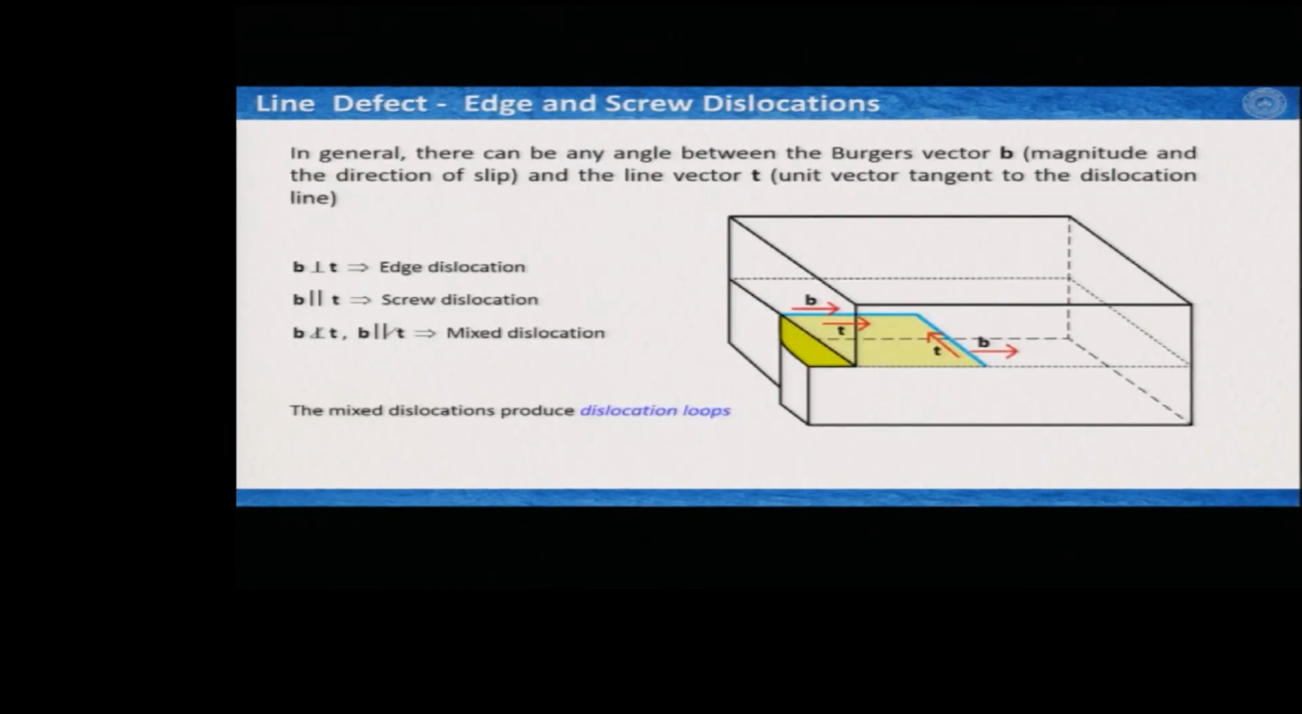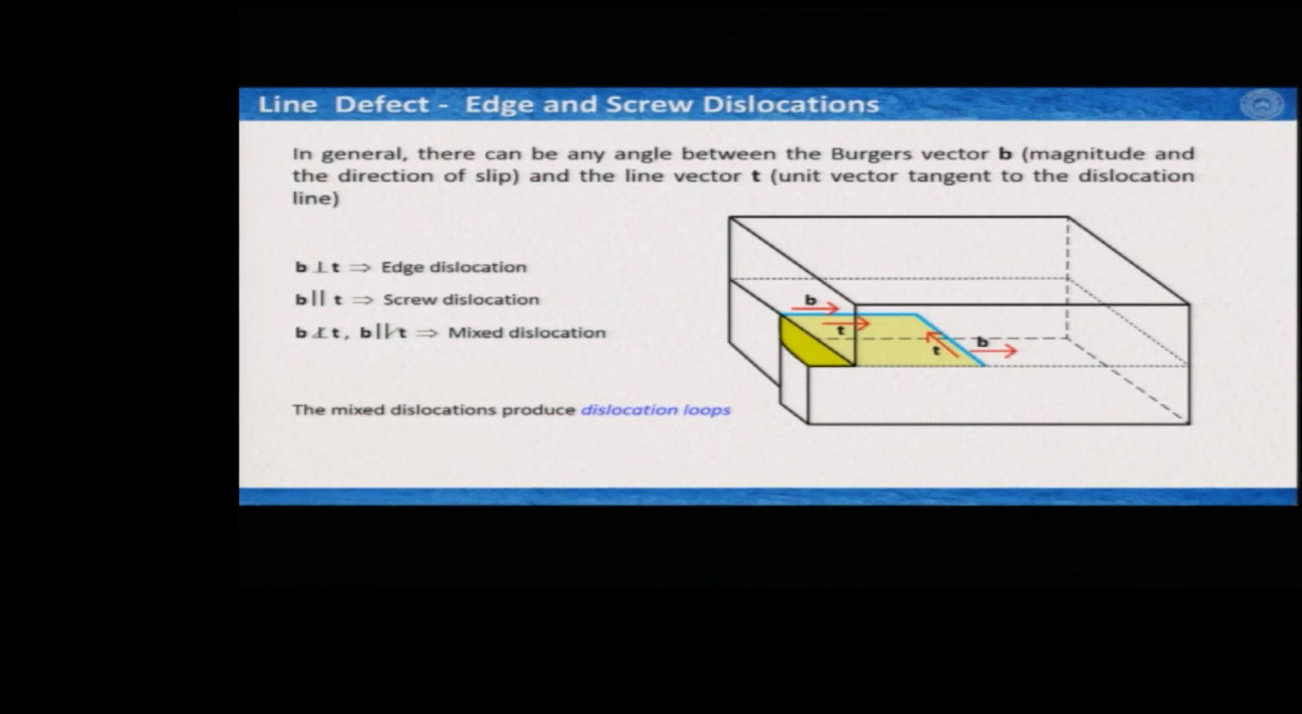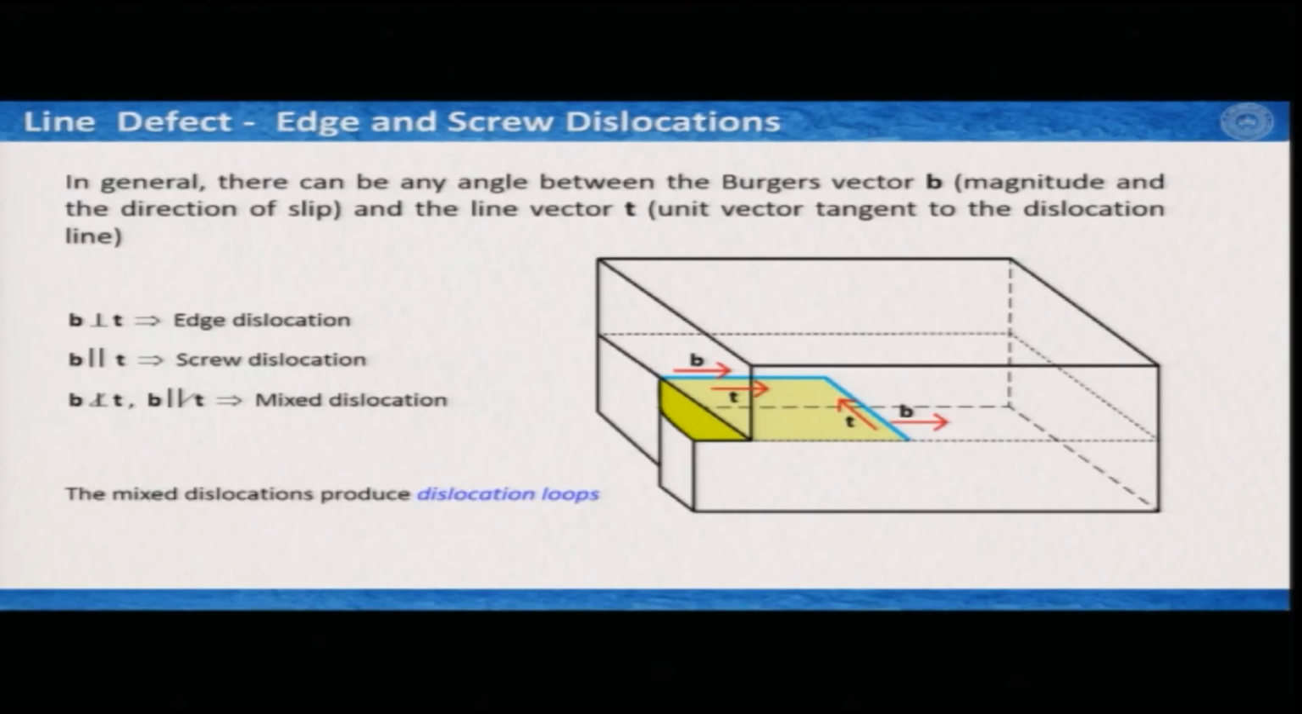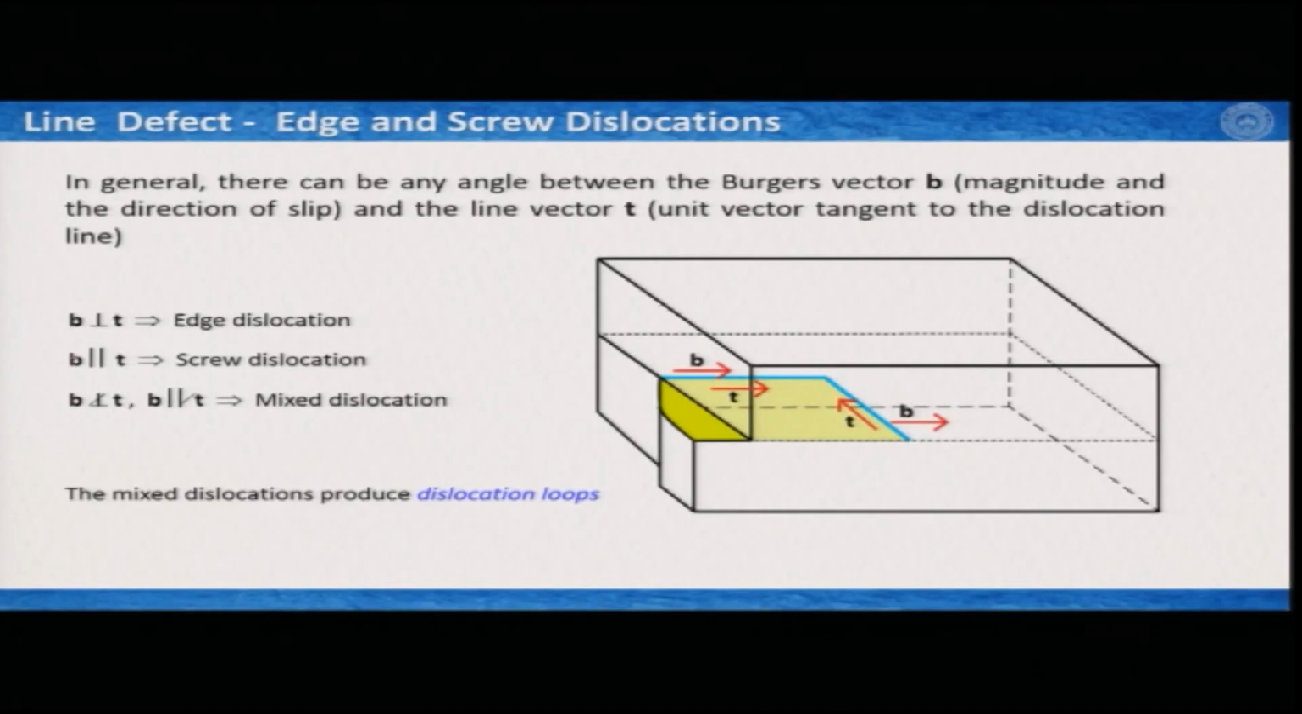Here is an example of what we see: B and T, their vector directions, could have any angle, right. Between the Burger's vector, which is the magnitude and the direction of the slip, and the line vector T, which is the unit vector tangent to the dislocation line. As we learnt, if B is perpendicular to T, we call it edge dislocation. If B is parallel to T, we call it screw dislocation, and if B is neither perpendicular nor parallel to T, then it is mixed dislocation.